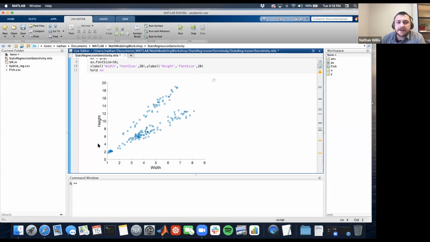Are there any ideas on why we see 2 different distinct groups here? Any thoughts about why it looks like there's 2 different groups? They both look linear, but it clearly looks like we have 2 different groups. Any thoughts?